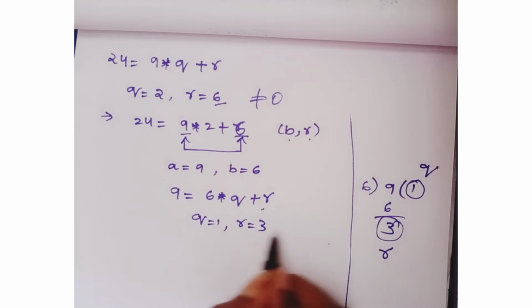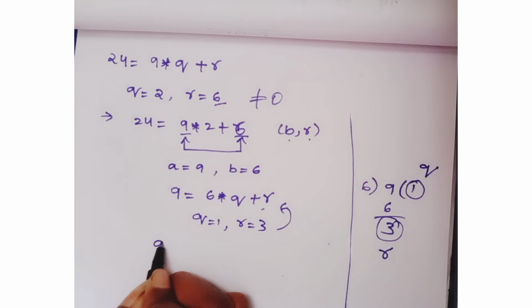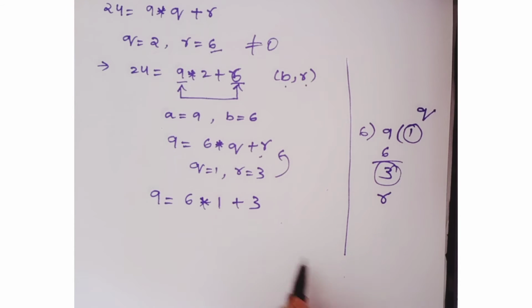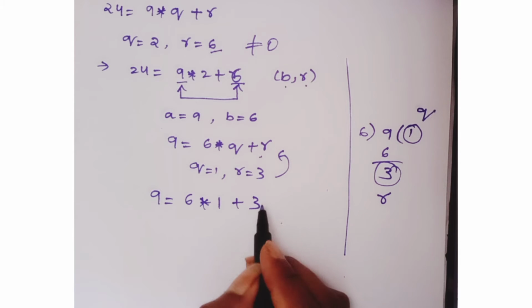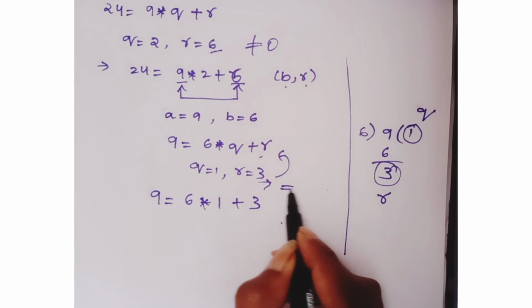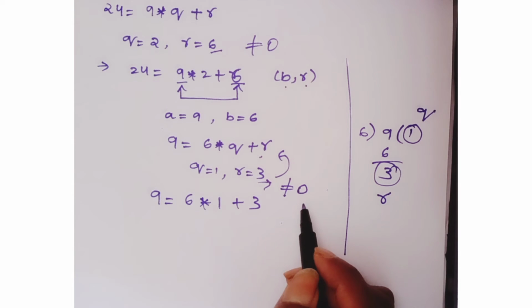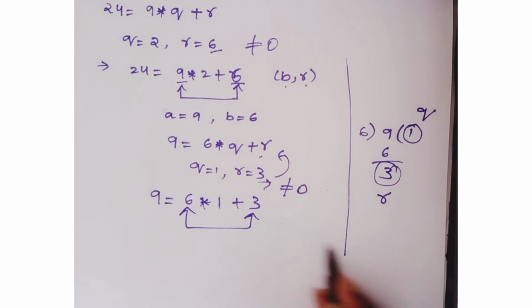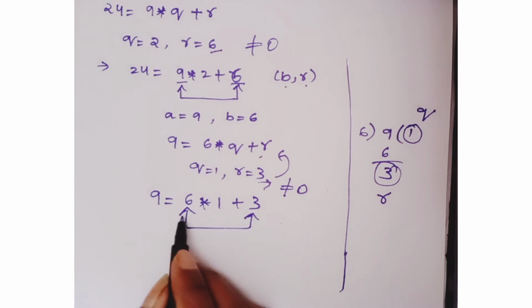Now replace these Q and R values in the equation here again. 9 equal to 6 into 1 plus 3. Okay. Now here you need to check again the value of R. Here the value of R is 3, which is not equal to 0. So apply division lemma again for 6 and 3.